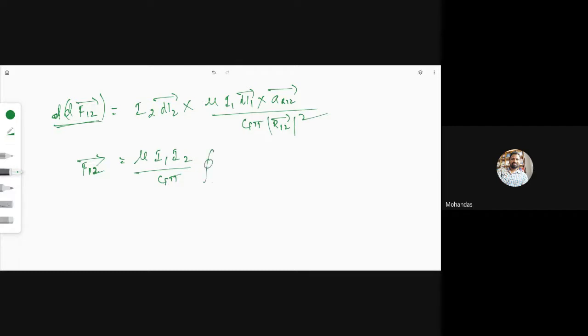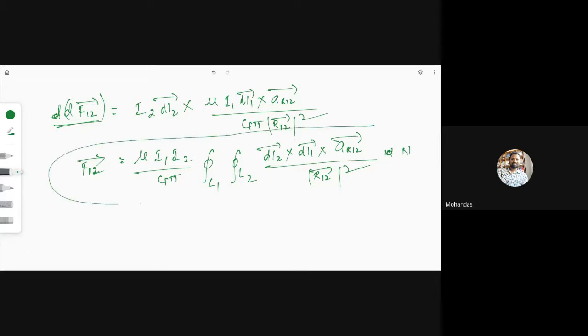as these are closed loops, closed loop L1 and closed loop L2, dl2 cross dl1 cross a_R12 divided by R12 whole square. What are the units for this force? Newtons. This is the total force. F12 is the total force on which one? Current loop 2.